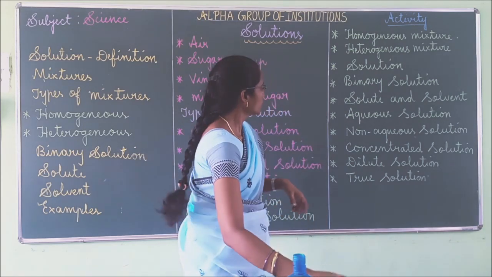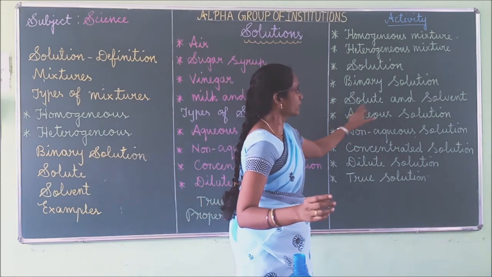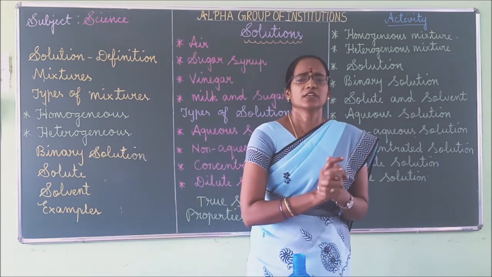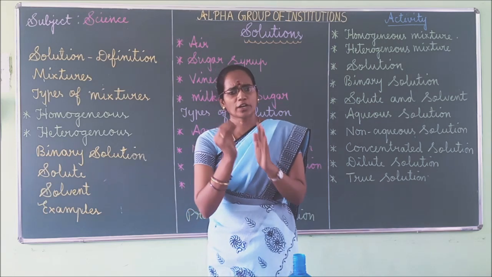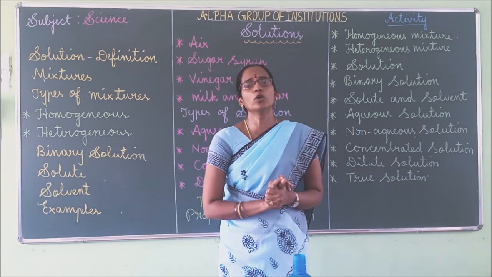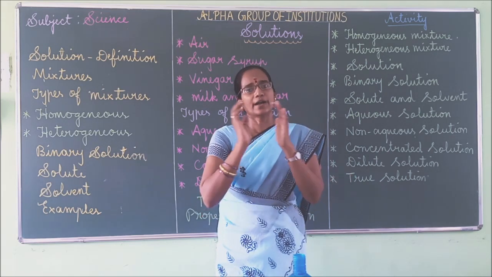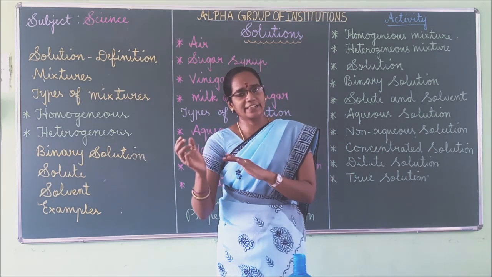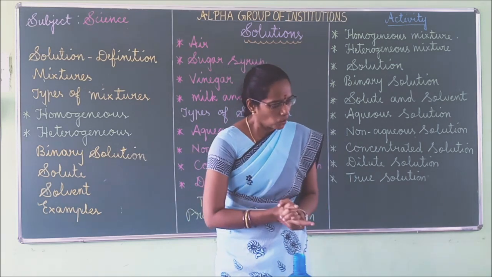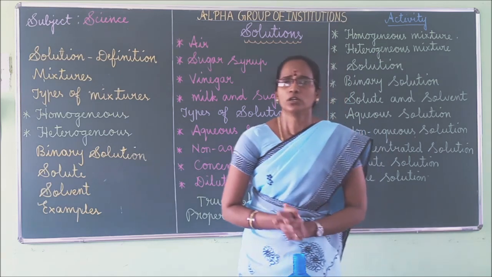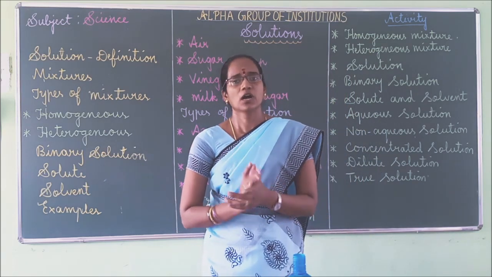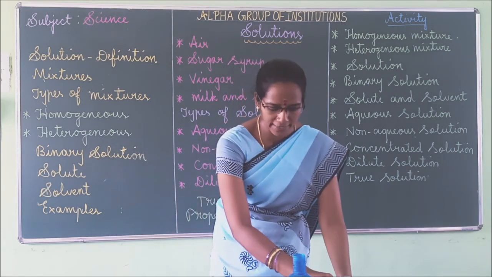Good. So next one is solute and solvent. I told you, solute means, of the components we are adding, if it is in the smaller amount, then it is called the solute, and the component in the larger amount is called the solvent, isn't it? Now I am going to use two components. One is sugar, another one is water. Got it?